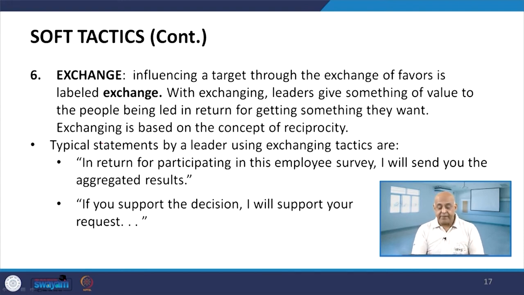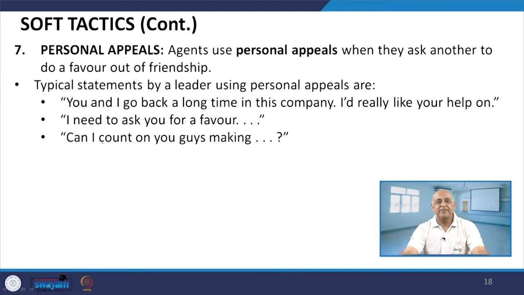For example, "In return for participating in this employee survey, I will send you the aggregated results." I do not know how influential that will be, because people may or may not be interested in aggregated results. But if there is a demand, then definitely the concept of reciprocity will be justified. Otherwise, if you make the survey and I do not bother about the results, then that will not be the right influence technique.